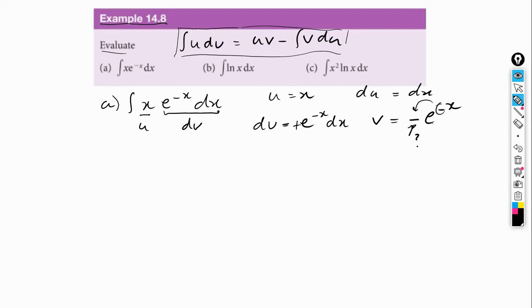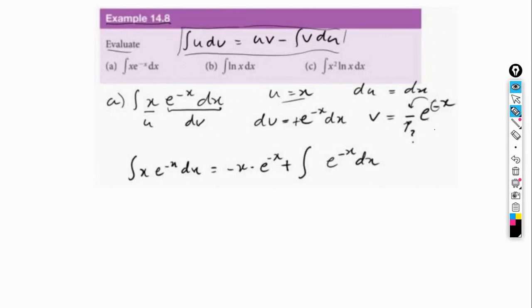Okay, so now we're ready to plug everything into the equation and solve. So we have that the integral of x times e to the minus x dx is going to equal, remember it's u times v, so x times, and it's negative, so we put it in the front, e to the minus x, minus the integral of v, which again is minus e to the minus x, and then du, which is simply going to be dx. But notice that we have to make this positive because negative times negative is positive. If we have a negative in front of the integral and a negative in front of e to the minus x.